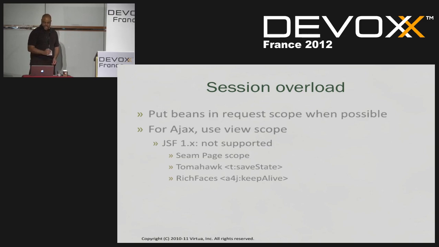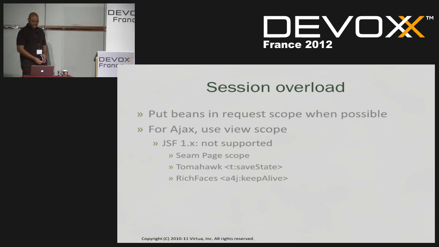And actually, the general rule is to, number one, try and put your beans in request scope if you can. And what's great about request scope is there's no state, right? It just gets created, it does its work, and then goes away, right? So if you can put it in request scope. If request scope isn't good enough, you can always use the view scope in JSF2. And that means that it's kept around for the lifetime of the current view. Okay.